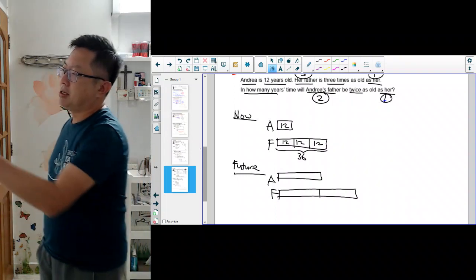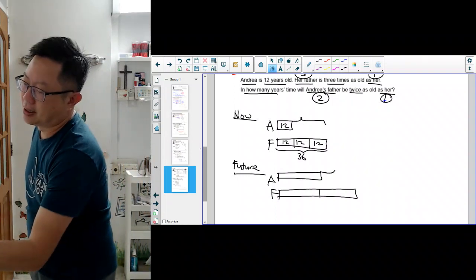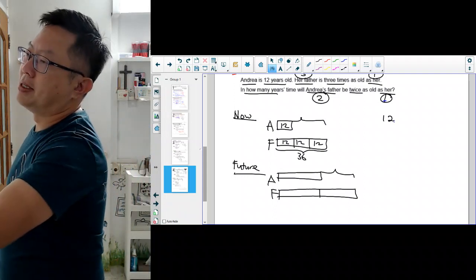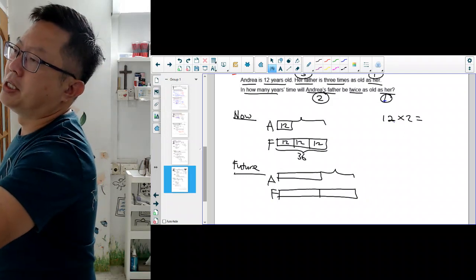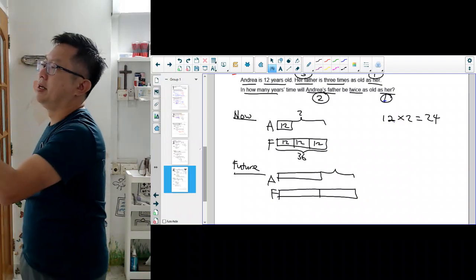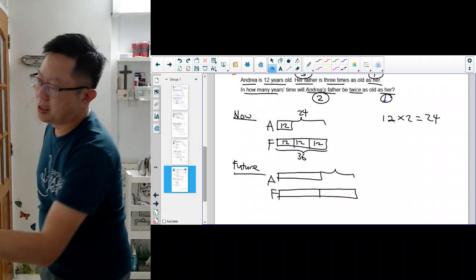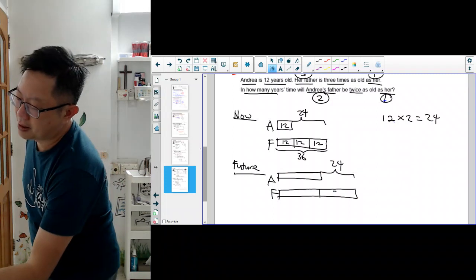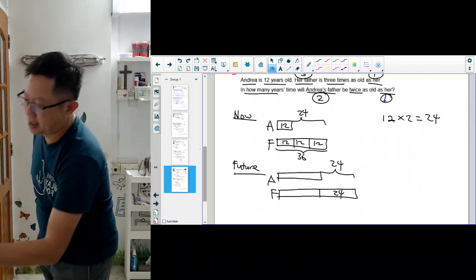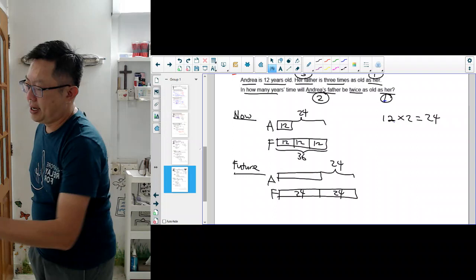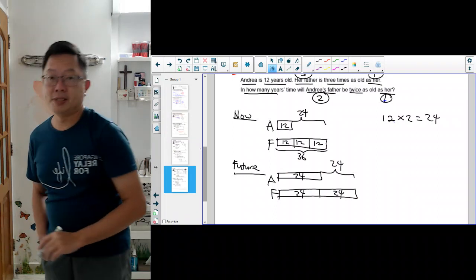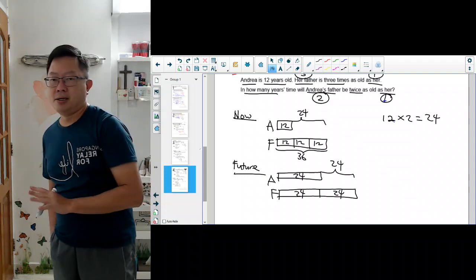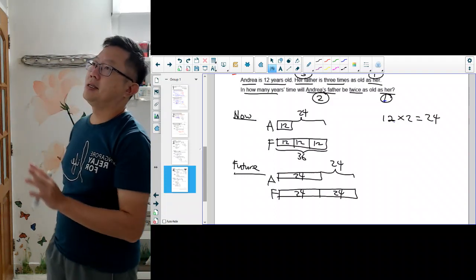So what is unchanged? The age difference is always the same. Okay, always unchanged. So that will be how many years older is the father. So the father will be 12 plus 12, which is 24 years older. So in the future, the father is also going to be 24 years older, which is actually 1 big box. Okay, 1 big box. So the other big box is also 24, and Andrew is going to be 24 years in some years' time.